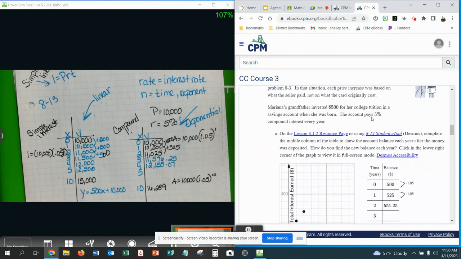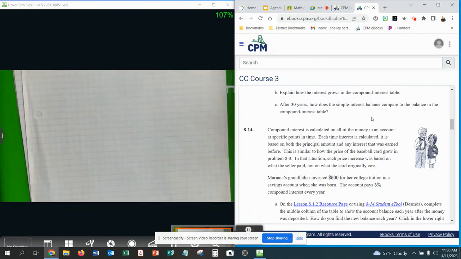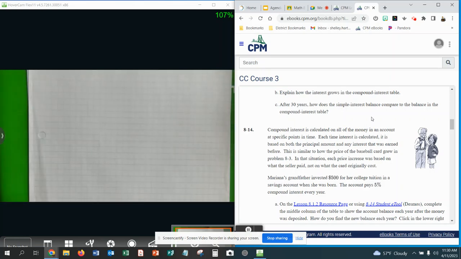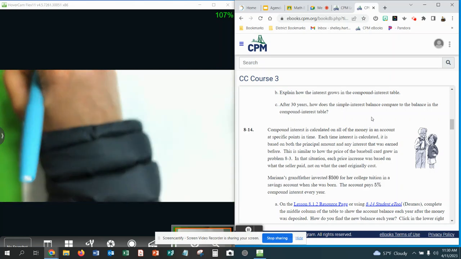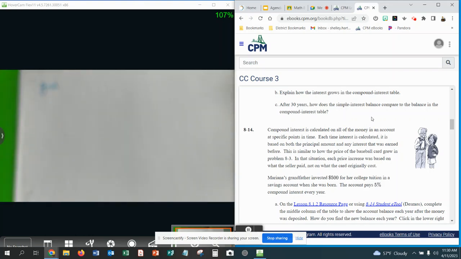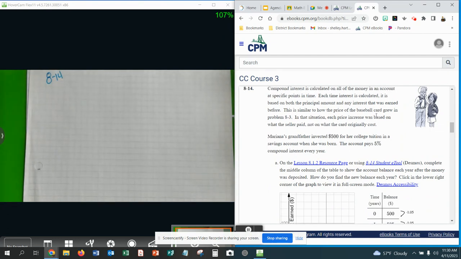Mariana's grandfather. So we are now on 814. Mariana's grandfather invested $500 for her college tuition in a savings account when she was born. The account pays 5% interest every year.